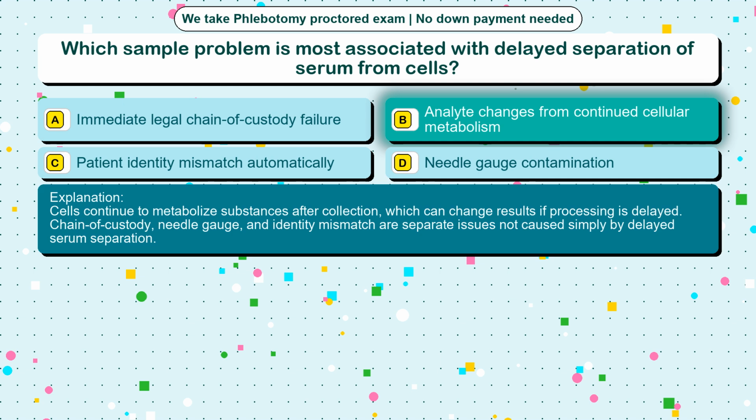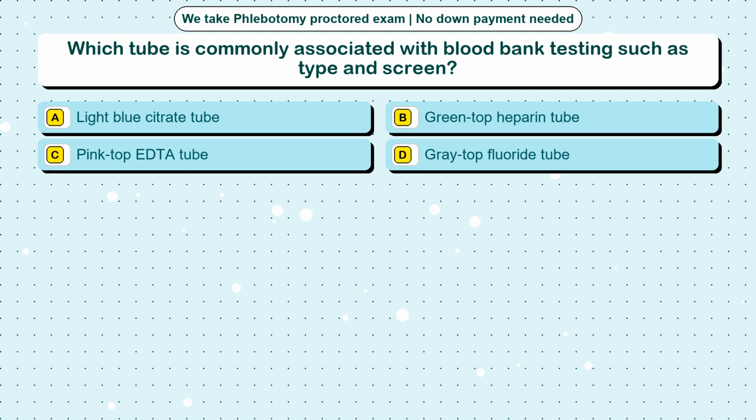Cells continue to metabolize substances after collection, which can change results if processing is delayed. Chain of custody, needle gauge, and identity mismatch are separate issues not caused simply by delayed serum separation. Question 17. Which tube is commonly associated with blood bank testing such as type and screen?